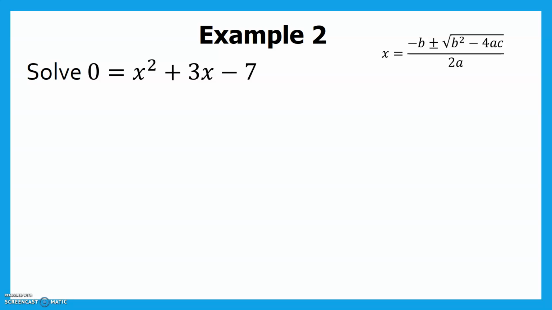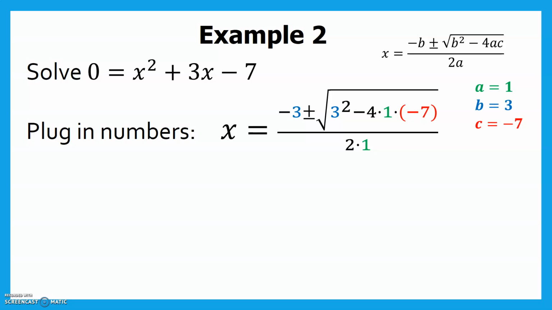Let's look at example 2. First thing I need to do is identify a, b, and c. Well, a is in front of the x squared. There's not a number there, so it's going to be 1. 3 is in front of the x, so that's b, that's 3. And c is the number by itself, negative 7. So there's my a, my b, and my c.